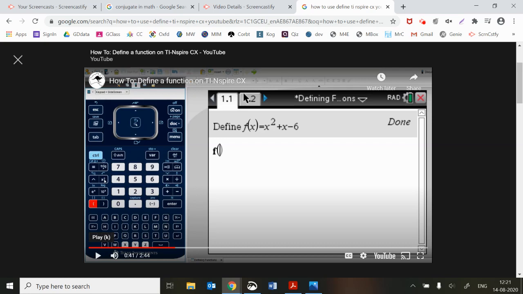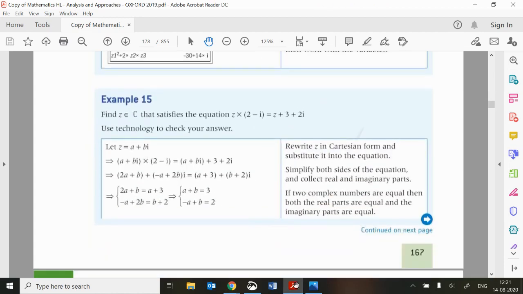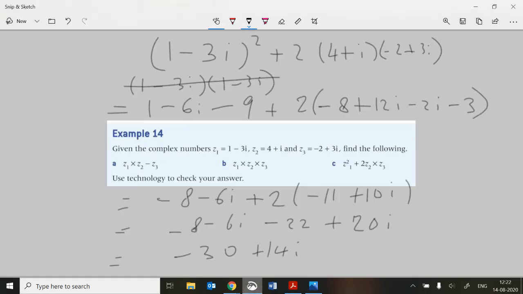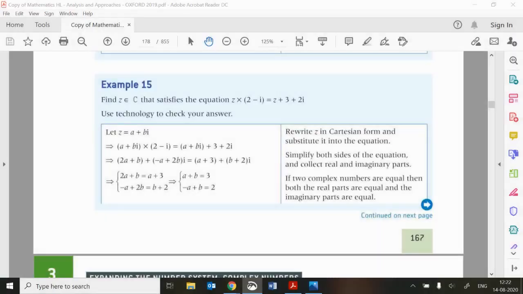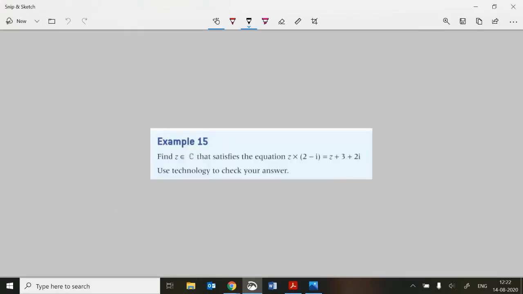Okay, right, so let's go back to the book and got example 15 here. Example 15 says find Z belonging to the complex numbers that satisfies this equation here. Use technology to check your answer. Okay, well, there's two ways of doing this question.